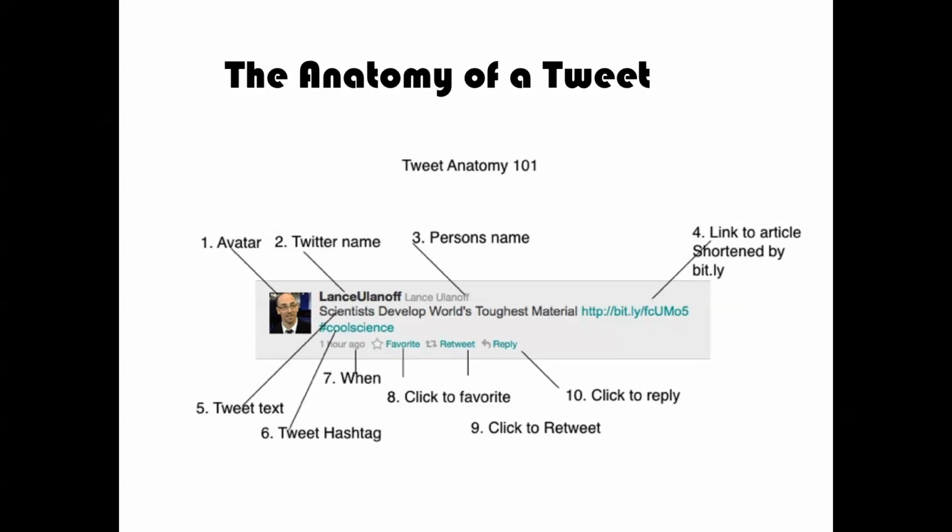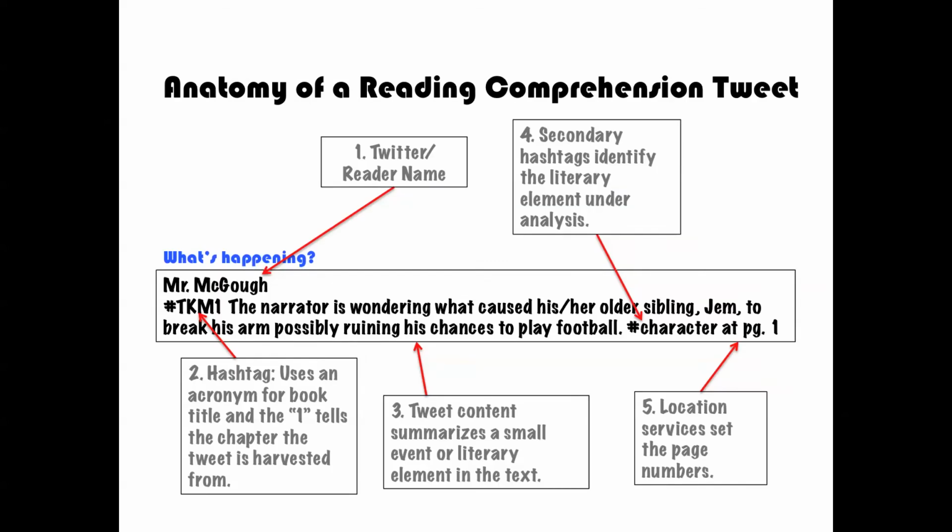We have to take this and tweak it just a bit in order to fit our needs in the English language arts classroom. And so this is the anatomy of a reading comprehension tweet. You'll see that most of the elements are similar. We're still answering the question, what's happening? We are going to be using the Twitter and reader name. Number 2, we're going to use the hashtag, and then we're going to put an acronym for whatever text we're using. In this particular case, we're using To Kill a Mockingbird, so you see TKM as an acronym for To Kill a Mockingbird. And then I have a number 1 after it, which is the chapter that the tweet is being harvested from.